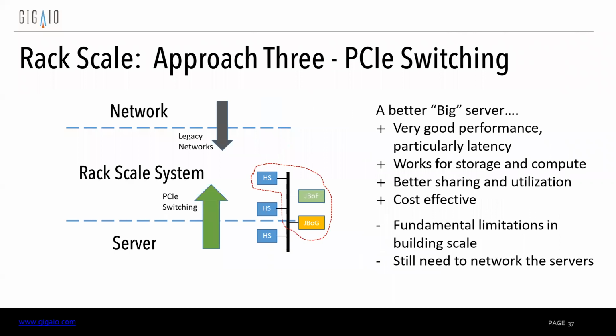You can use a conventional PCI switching approach, and really it's a better big server. So you get all the advantages of a big server. You get very nice performance, particularly latency. It will add more elements of compute as opposed to just storage. You get better sharing. You can take that resource box and move it between multiple servers, you can utilize resources better, and as a result, it's more cost effective. The downsides to this approach are that there are fundamental limitations in terms of building scale, and you still need to put together a network so that you can connect the servers together. These new bigger servers, you have to put those together.